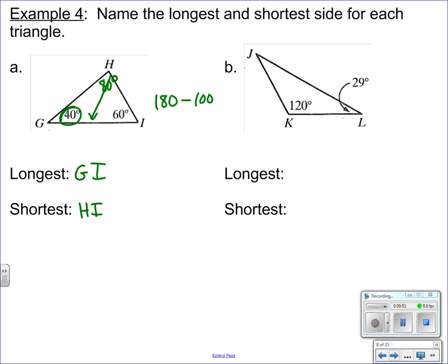For the second triangle here, the angles have to add up to 180. I already have 149. Therefore, angle J is 31. The longest side is opposite the largest angle, so that is JL. The shortest side is opposite the smallest angle. 31 is greater than 29. 29 is the smallest angle, therefore JK is the smallest side.